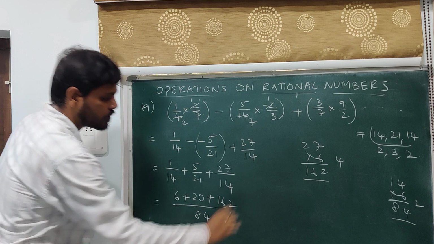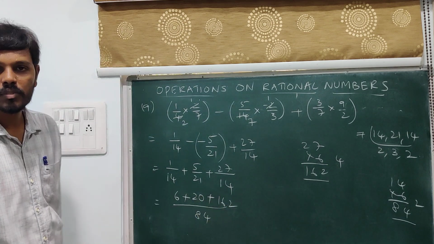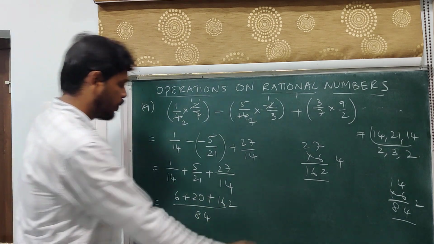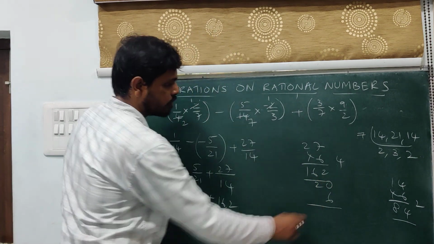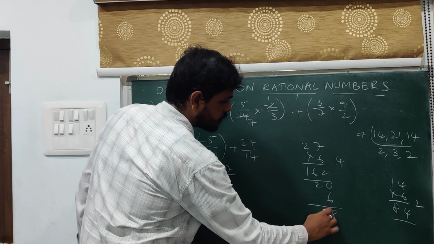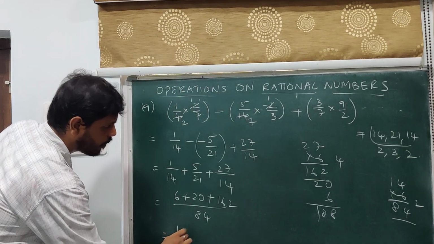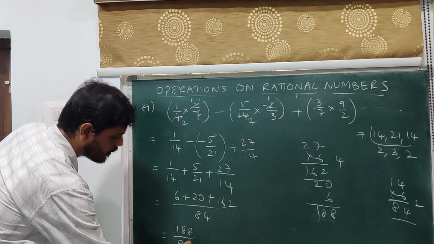So this is 162. Now all of them are of the same signs. Add them. So what do you get? 162 plus 20 plus 6. So this 6 plus 2 is 8, and 1. So this is 188 by 84.